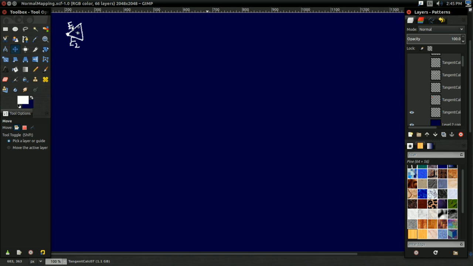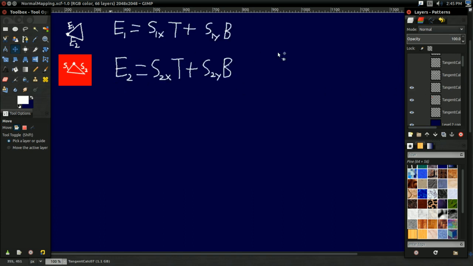So, let's say this is our triangle, and the edges of the triangle are defined as E1 and E2. And this is our texture coordinate space, and the edges in our texture coordinates are S1 and S2. Now, based on what we talked about before, we can define edges like this.